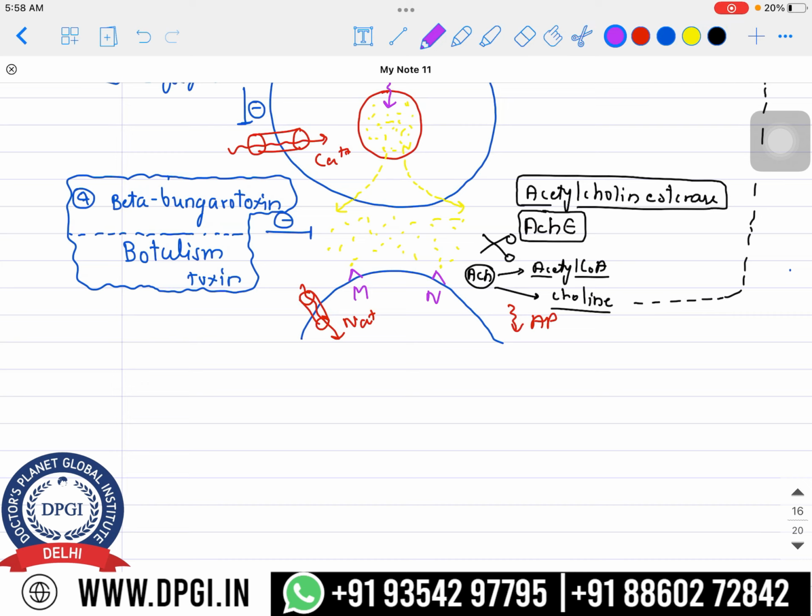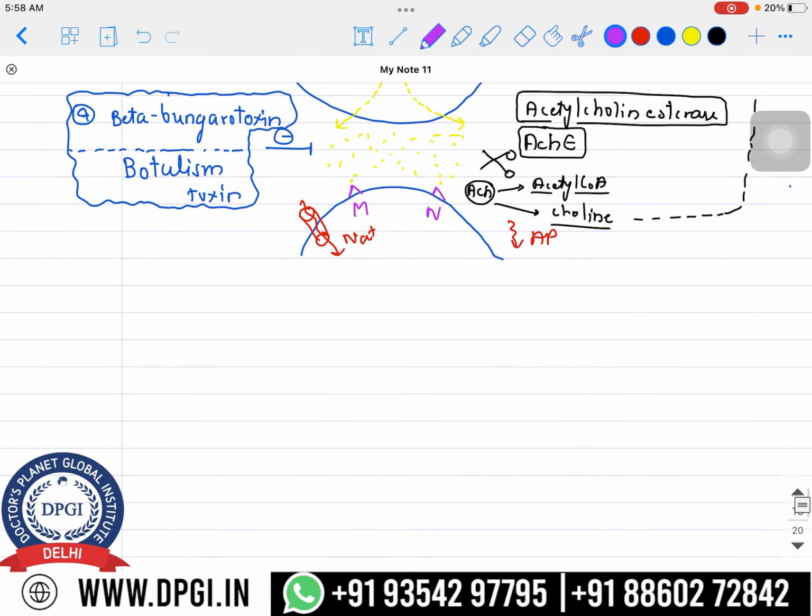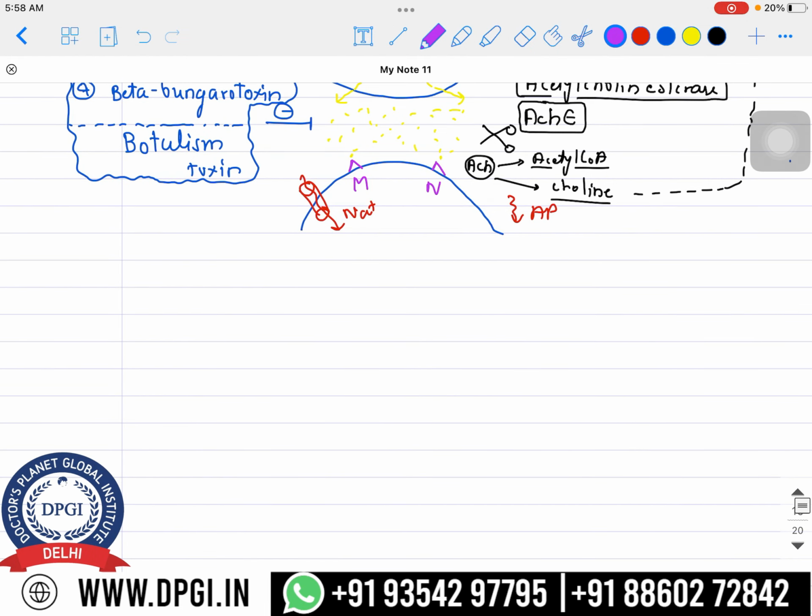Some drugs can directly stimulate these receptors, and they will be called direct cholinergic agonists. Some drugs will be acting on the acetylcholinesterase enzyme, and then they will be causing the accumulation of acetylcholine in the synaptic gap, and then it will be stimulating them, right? Let me clarify this data further.